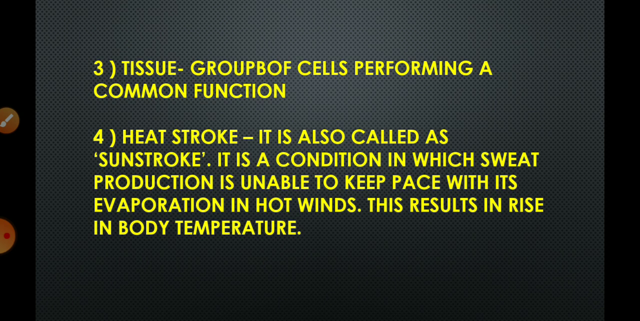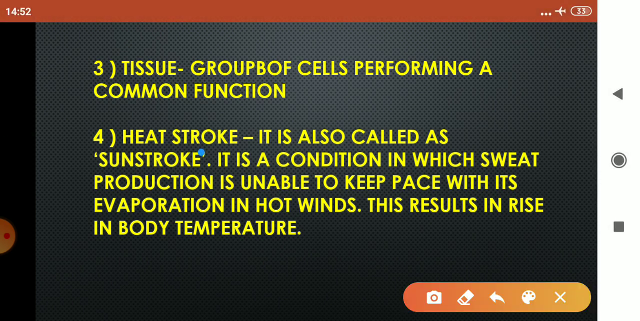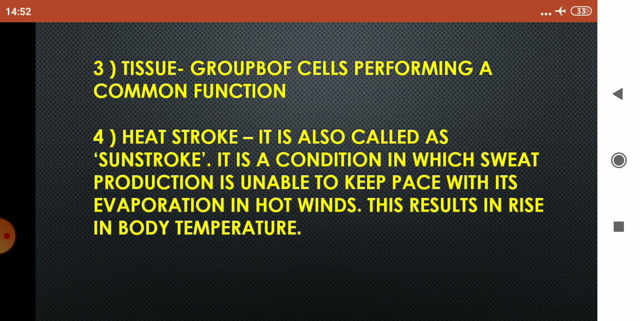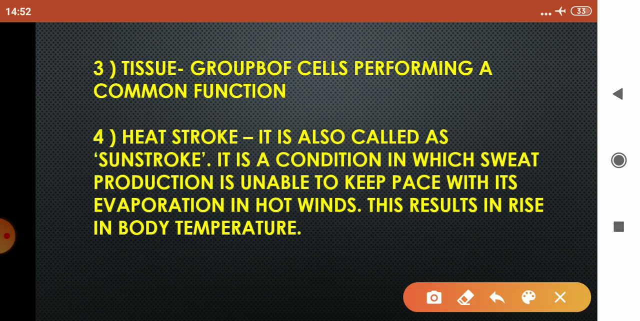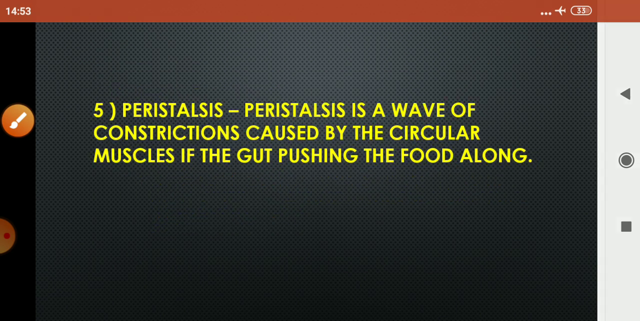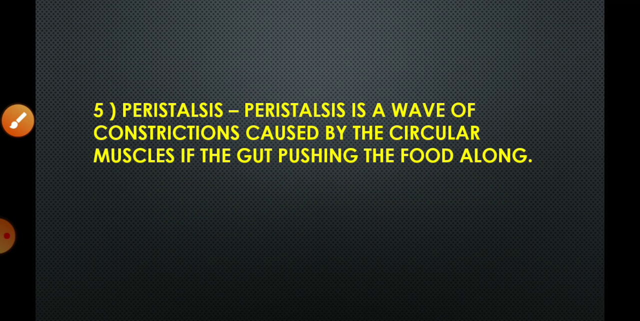The next one is heat stroke, and it is also called as a sunstroke. It is a condition in which sweat production is unable to keep pace with its evaporation in hot winds. This results in rise in body temperature. Now the last one is peristalsis. Peristalsis is a wave of constriction caused by the circular muscles for pushing the food along the gut.